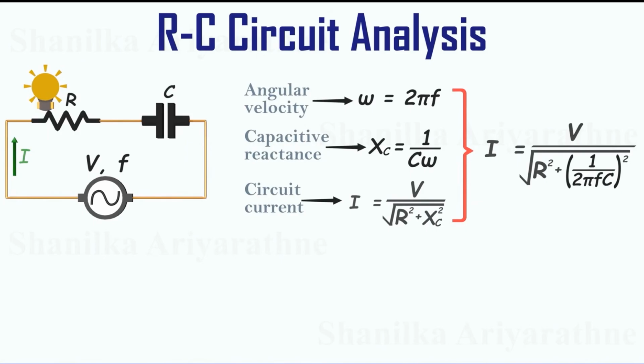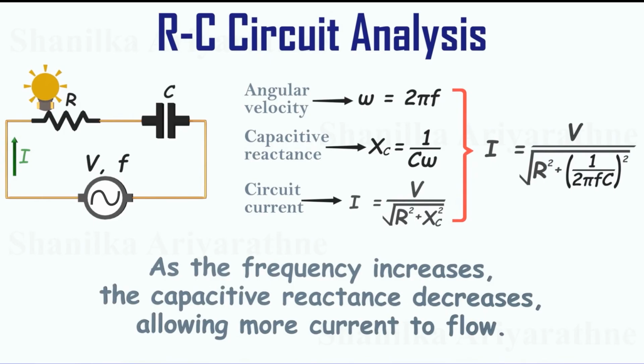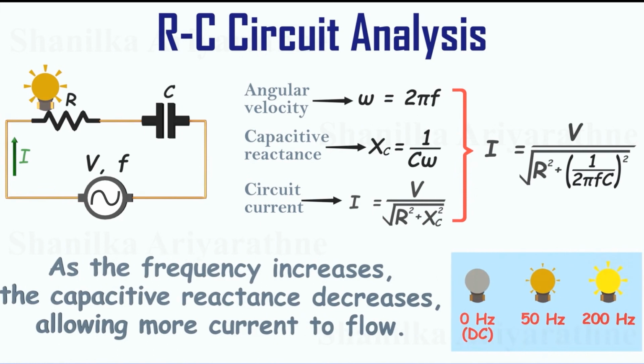This equation reveals something very important. As the frequency increases, the capacitive reactance decreases. In simple terms, the capacitor offers less opposition to the current at higher frequencies. And when the opposition decreases, more current flows through the circuit, making the light bulb brighter, which perfectly matches what we observed earlier in the experiment.